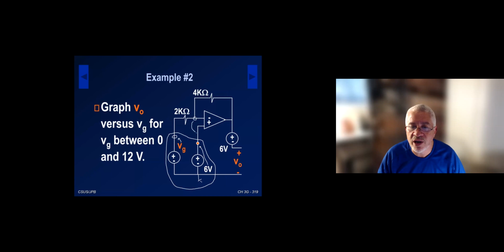These two nodes are going to be the same value because of the ideal op amp. So this node here will be 6 volt as well. Since that node is 6 volt and this one is 6 volt, I'm going to do KCL at that node and so forth, and we're going to see how that plays out.